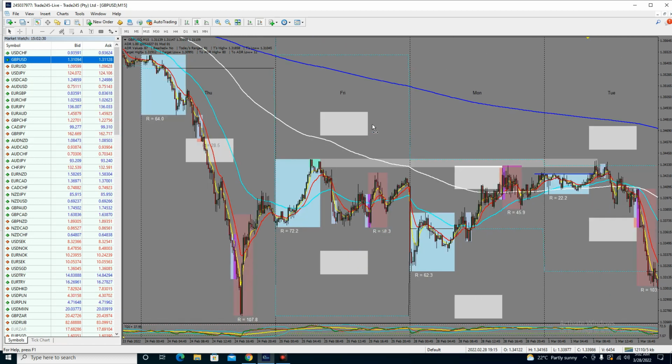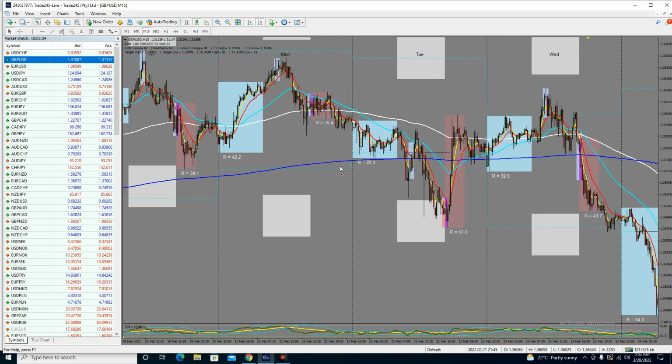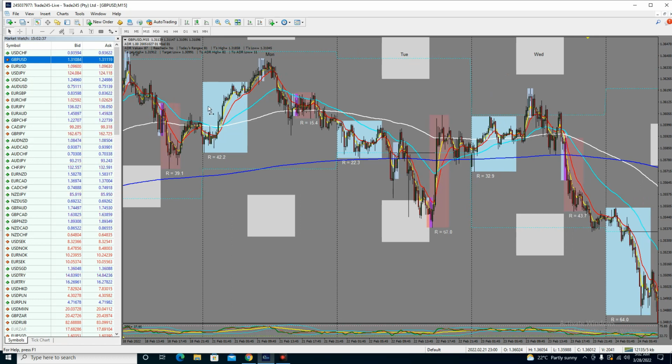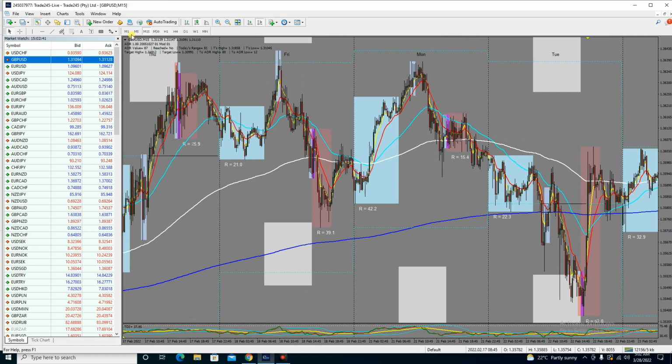So these types of moves, you're able to catch them. These are the moves where you'll be able to catch the big moves, right? Very big moves, guys. But you need to be very selective, right? That's the key word. There you go.